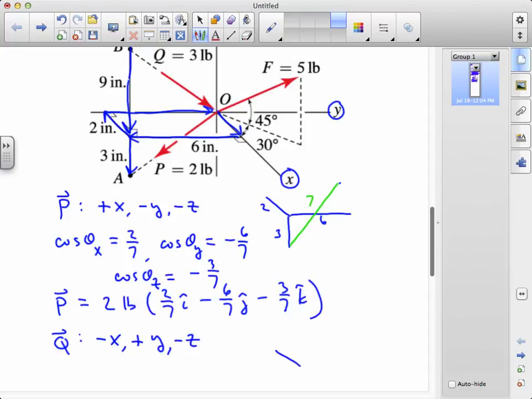This is again specified as a rise over 2 runs, and so we have a rise of 9 inches for a run in 2 in x and 6 in y. Once again, we could identify a diagonal here across this prism, and if we take the square root of the sum of the squares of 2, 6, and 9, this distance is 11. And so we can say that for Q, cosine theta x is minus 2 over 11.